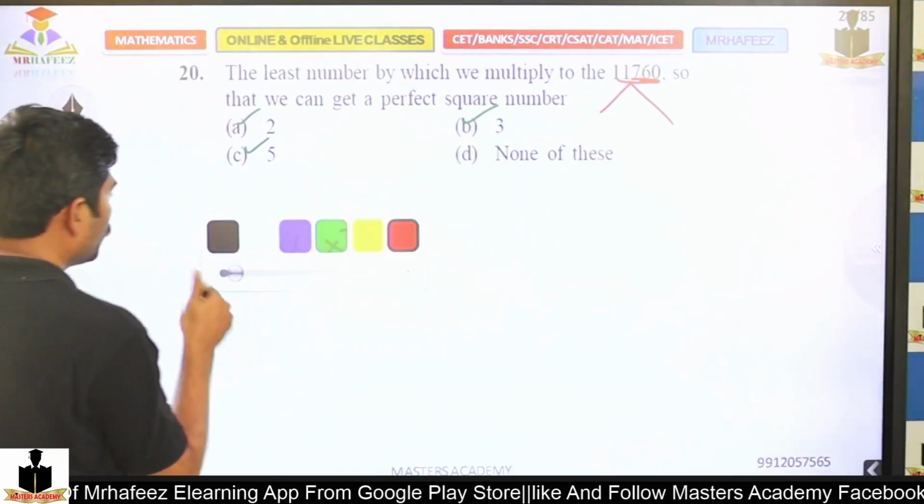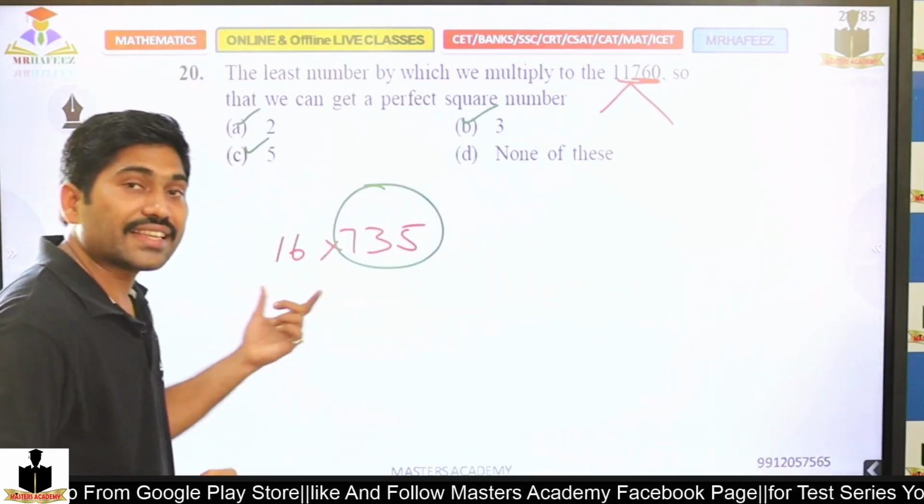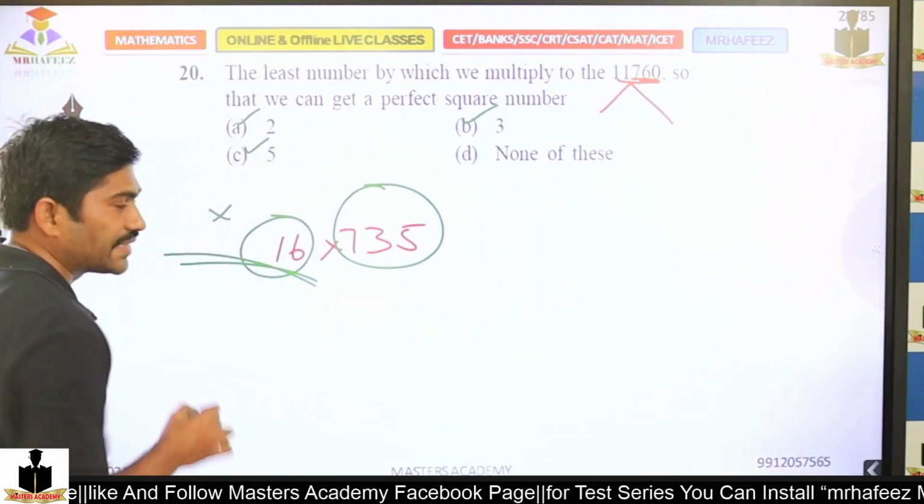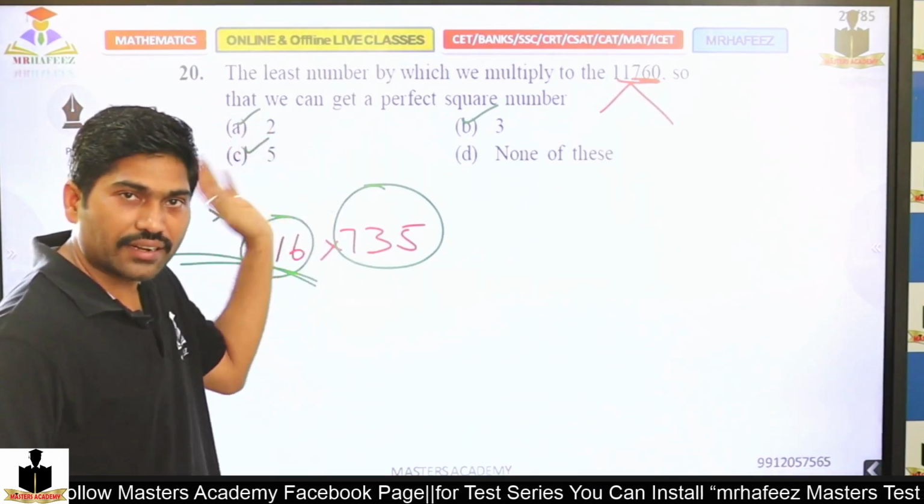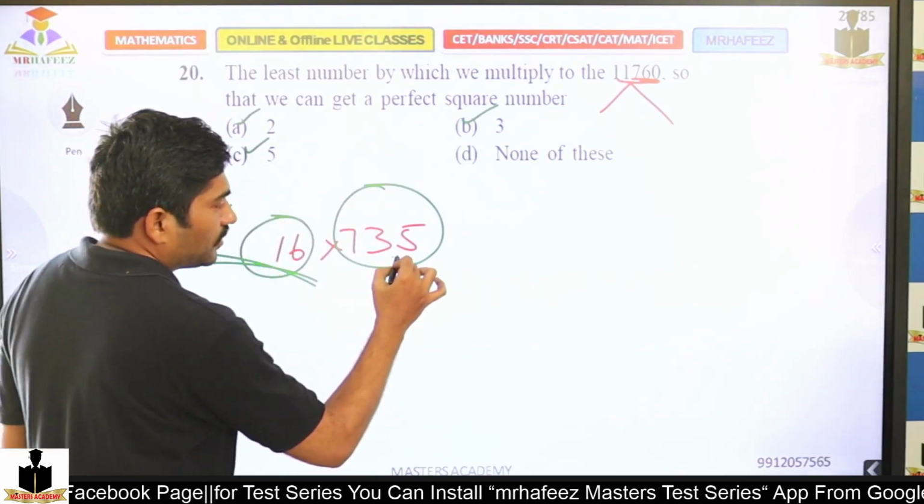Excellent. So by observing this, 16 is a perfect square. Leave this, I don't want this. 16 is a perfect square. Leave that, it's a perfect square. And 735.